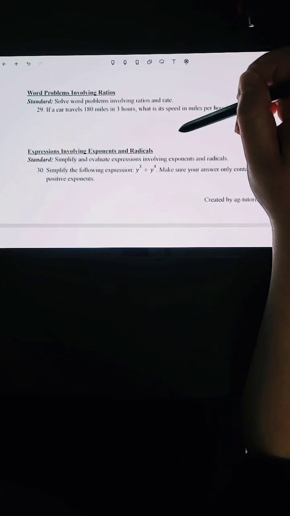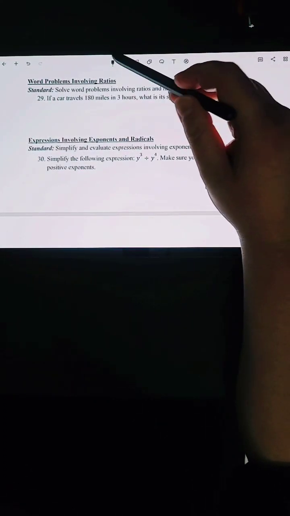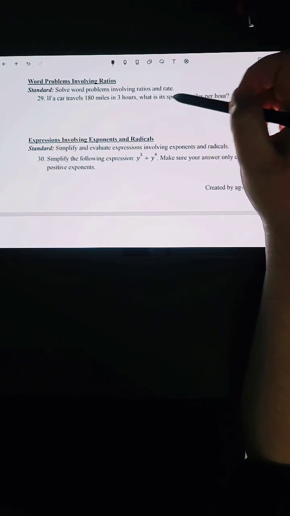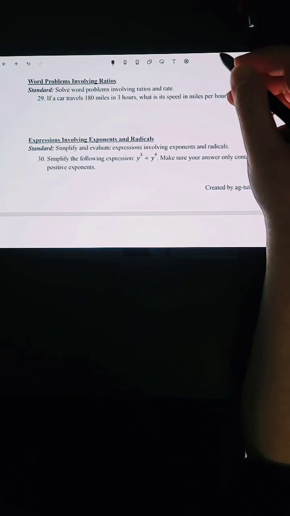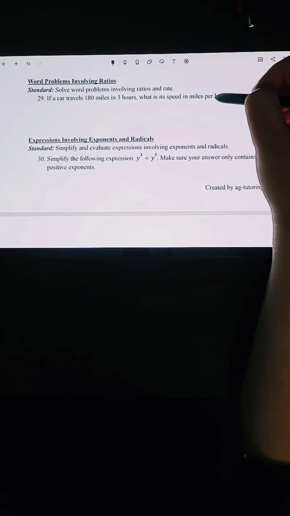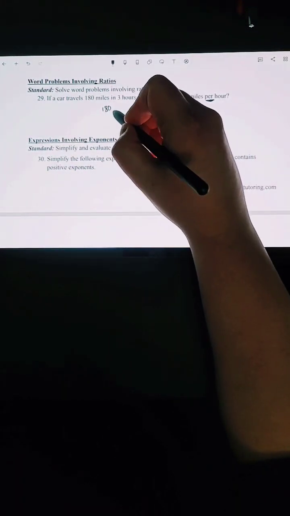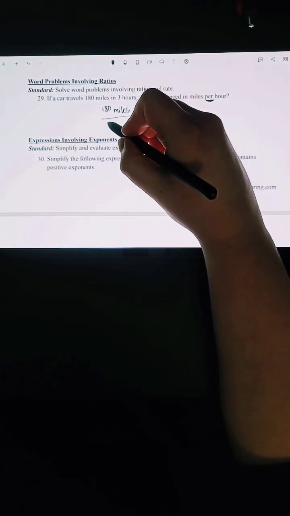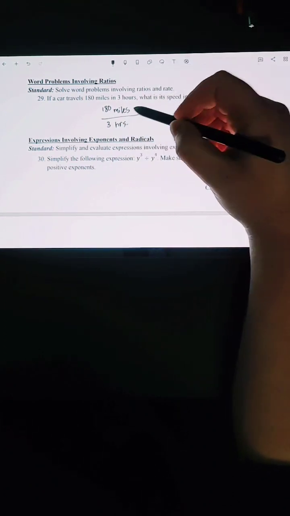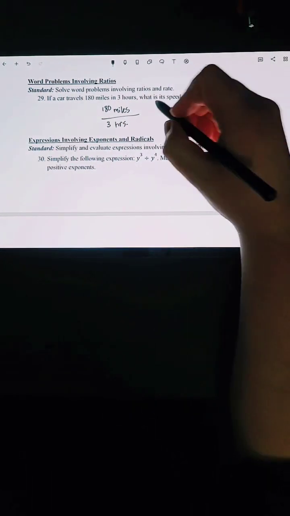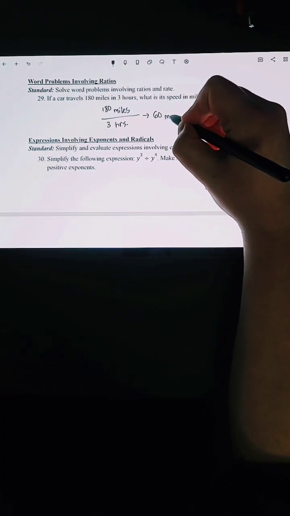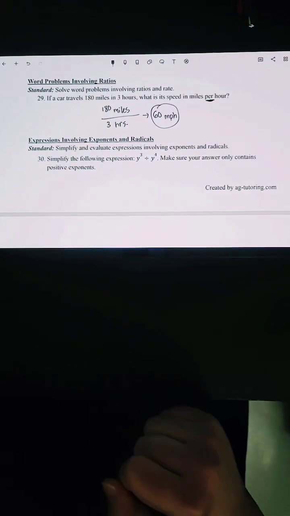So then let's go to the next one over here. It says, if a car travels 180 miles in 3 hours, what is the speed in miles per hour? So we're going to do 180 miles divided by the number of hours, and that'll give us miles per hour. So 180 divided by 3 is going to be 60, so it's 60 miles per hour.